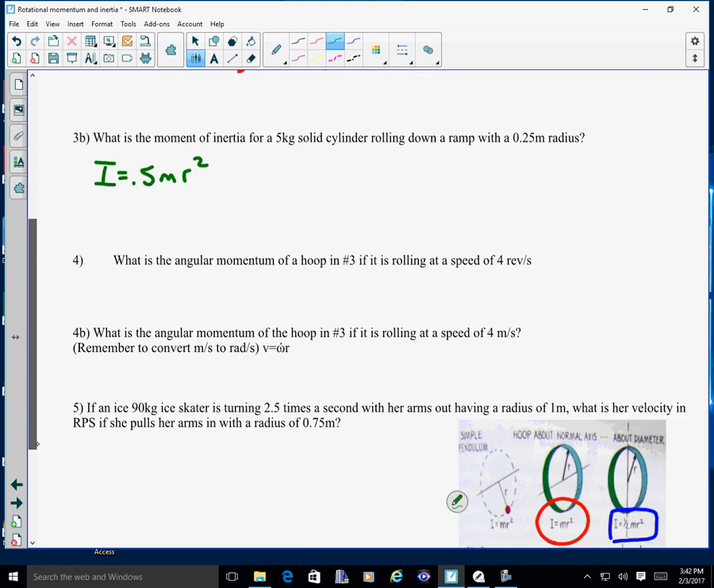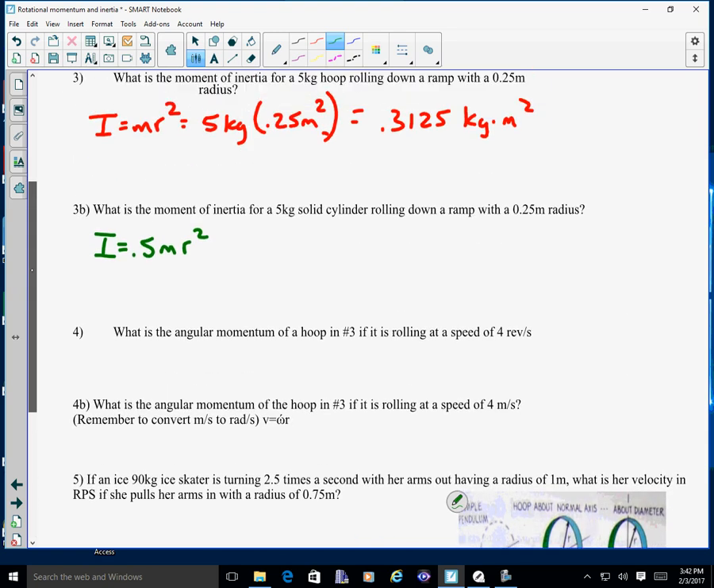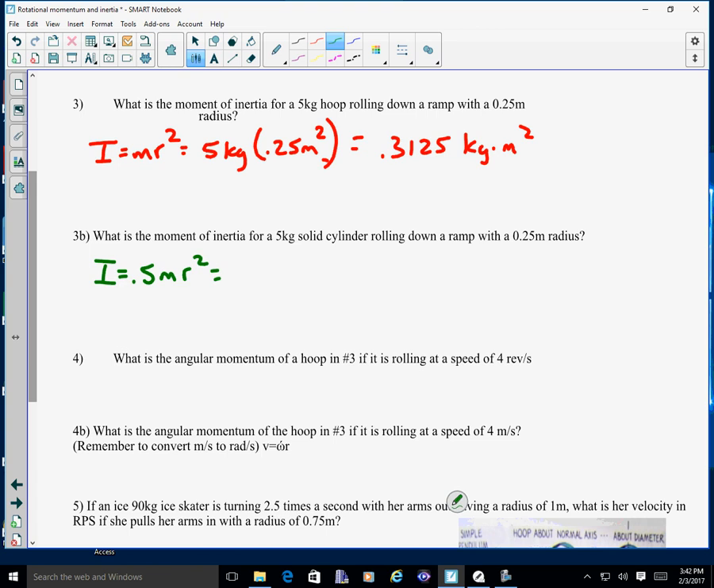So 1/2 of 5 kilograms times 0.25 meters squared ends up equaling 0.15625, not dealing with any significant figures there. Once again, kilograms dot meters squared.